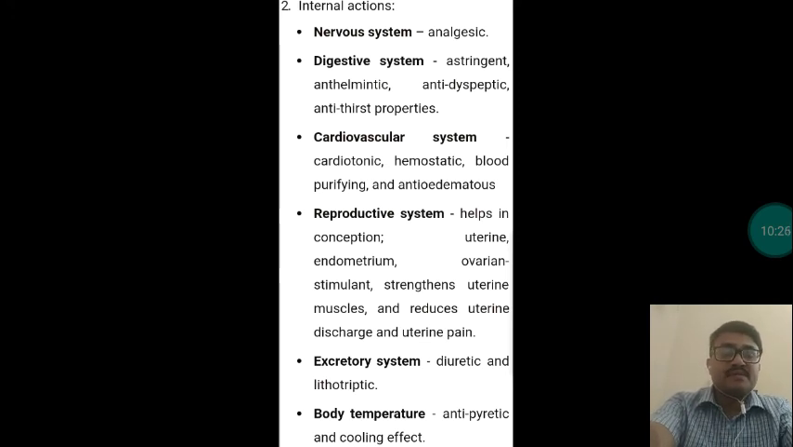In reproductive system, it helps in conception, uterine, endometrium, and ovarian stimulation. It's a stimulant. It strengthens uterine muscles and reduces uterine discharge and uterine pain. In excretory system, it is diuretic and lithotriptic. Body temperature, it is antipyretic and has cooling effect on internal application.